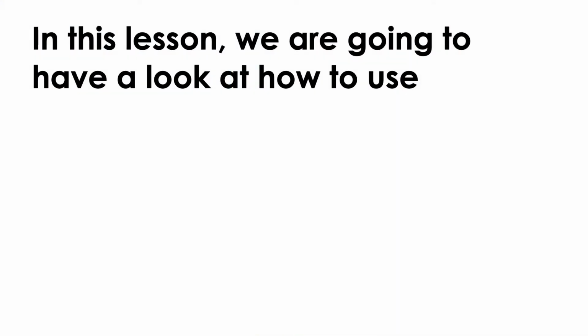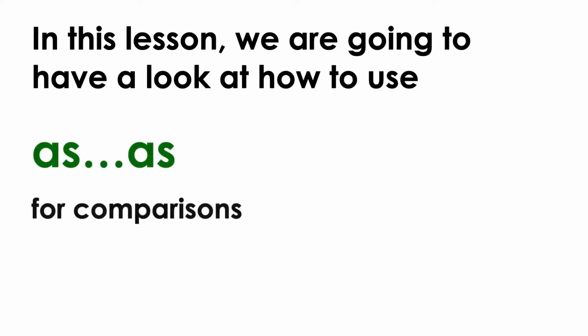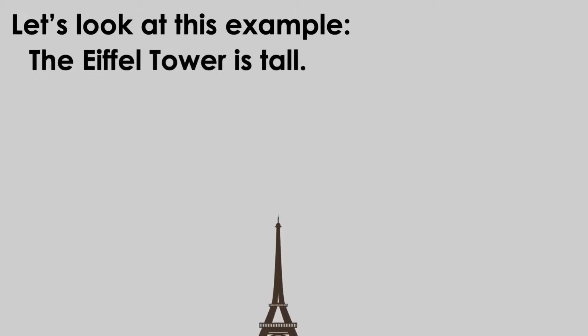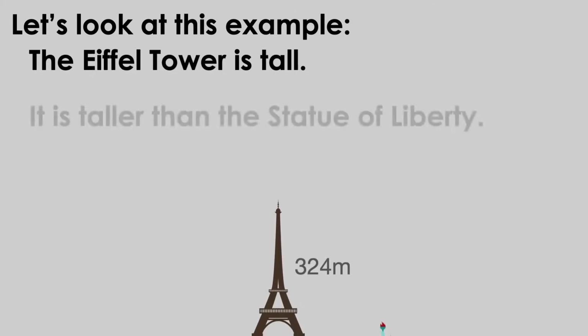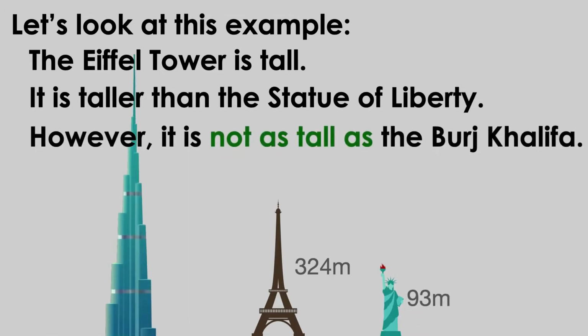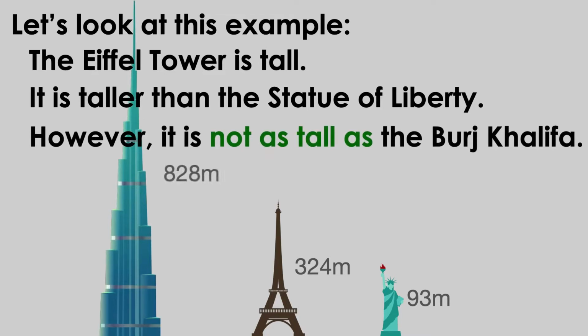In this second part of our lesson, we are going to have a look at how to use as for comparisons. Let's take a look at this example. The Eiffel Tower is tall. It is taller than the Statue of Liberty. However, it is not as tall as the Burj Khalifa.